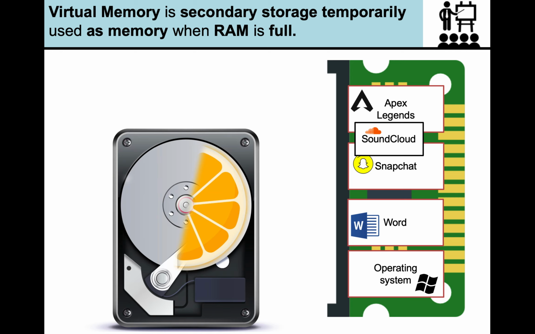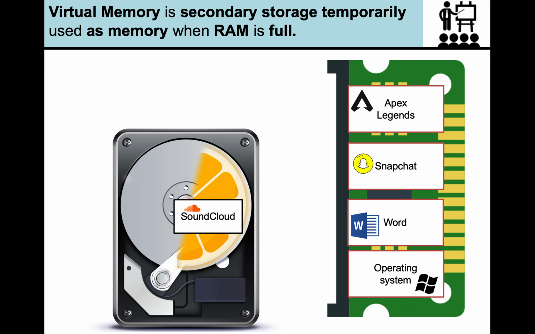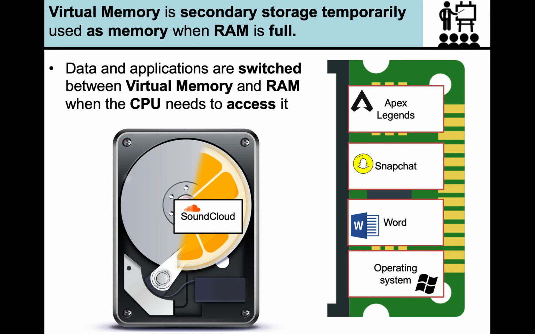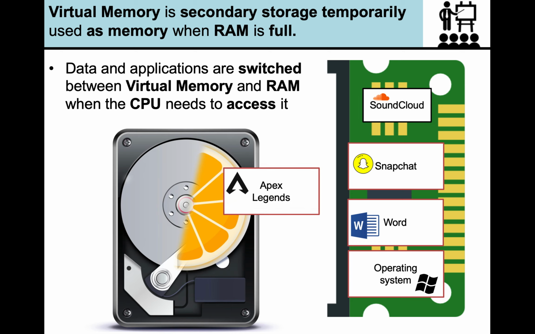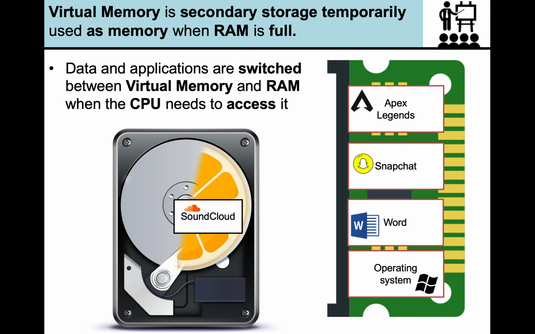So how does that work? Well, data and applications open but not in use are moved to virtual memory, so they're moved to that section of the hard disk drive. And this means that I can actually have more applications open at the same time. But what happens when I actually want to use that application? Well, data and applications need to be switched between virtual memory and RAM when the CPU needs to access them. The reason is that the CPU can't actually fetch data and instructions from secondary storage. It still needs to fetch those data and instructions from RAM. So whenever I want to use it, I need to switch it out.